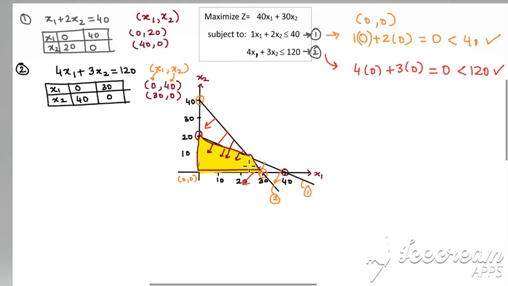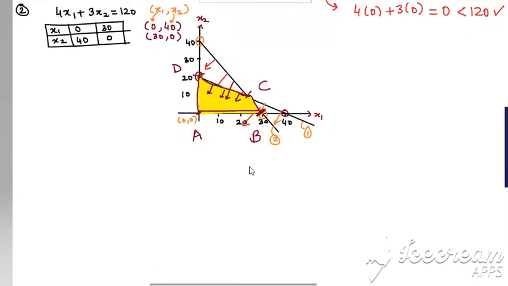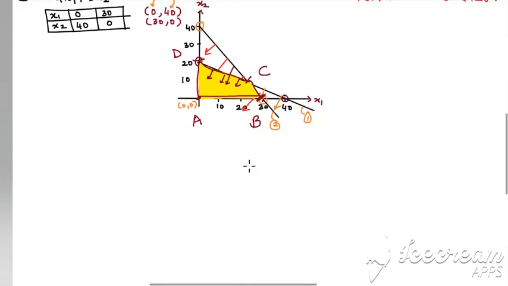Okay. Now let's name these points. We have to identify the corner points. Let this point be A. Let us name this point as B. Let us name this point as C and this point as D. Now we need to get the coordinates of all these points. Okay, so point A, we know the coordinates are 0, 0.